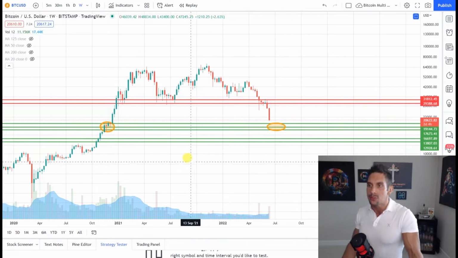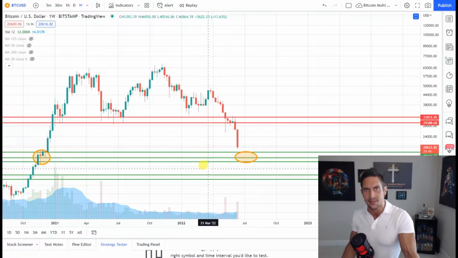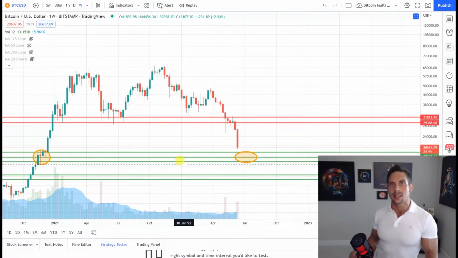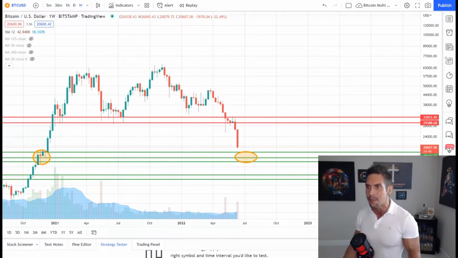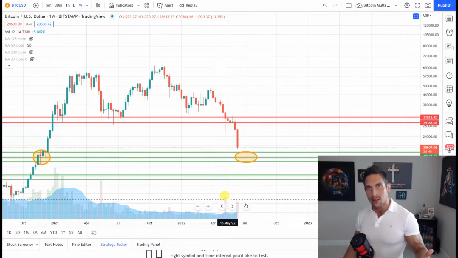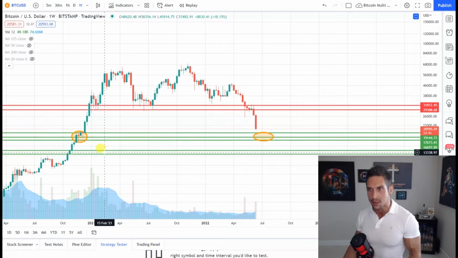So the way that I drew these key areas of support. Let's focus on the key areas of support first. Those are always going to be green lines. I always use green lines as support and red lines as resistance. You know that if you've been subscribed to the channel for a while. So what I did is I focused on the weekly chart, and then I took a more granular view and looked at the 3-day chart to come up with these key areas of support.